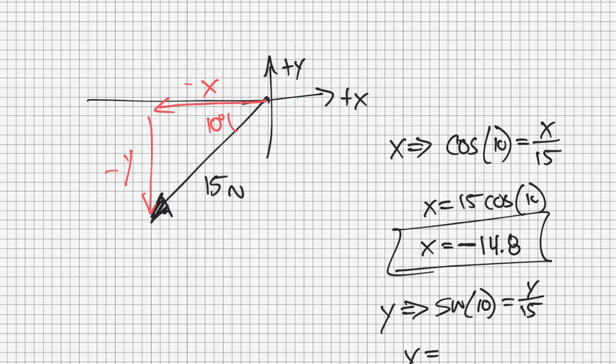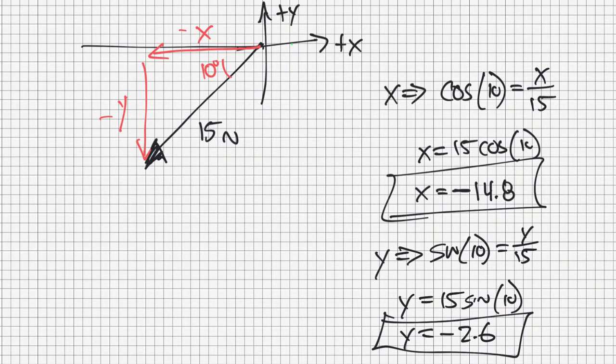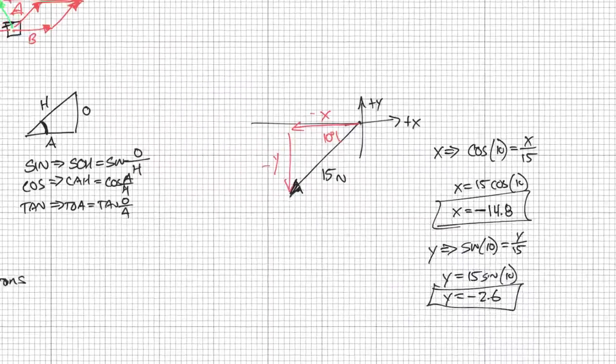My Y uses the sine of 10 equals Y over 15, the same setup: Y equals 15 times the sine of 10. Plugging that in gives a value of negative 2.6. Again, my calculator doesn't tell me negative 2.6, but I know from drawing a picture and seeing the direction that it's negative. So 15 newtons at 10 degrees south of west gives me an X value of negative 14.8 and a Y value of negative 2.6. And that's how I find my components.